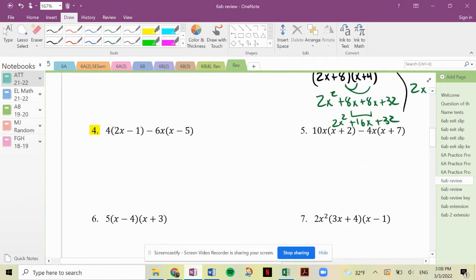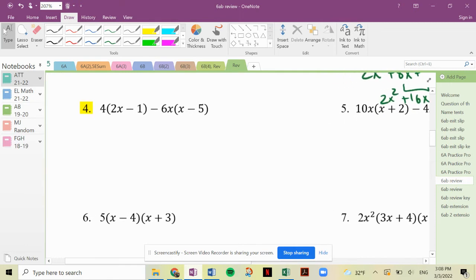All right, the reason we chose number 4 is a lot of students want to turn this into a multiplication problem, but if you look at number 4, this is a subtraction problem. So we've got some simplifying to do with 4 times the quantity of 2x minus 1, and some simplifying to do over here, probably including that negative, but then it's just an adding and subtracting, combining like terms type of problem.